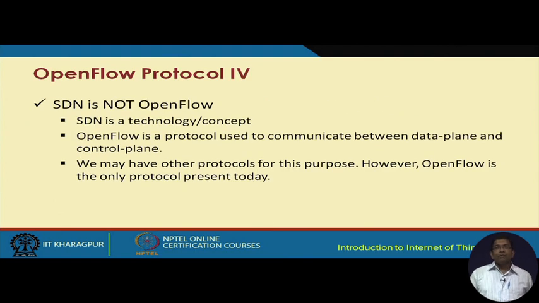We have to remember one thing that I was also briefly mentioning at the outset of this lecture, that SDN and OpenFlow are not one and the same. SDN is a technology or a concept, OpenFlow is a protocol that is used to communicate between the data plane and the control plane. So, they are distinct and we have to remember this particular difference between these two.